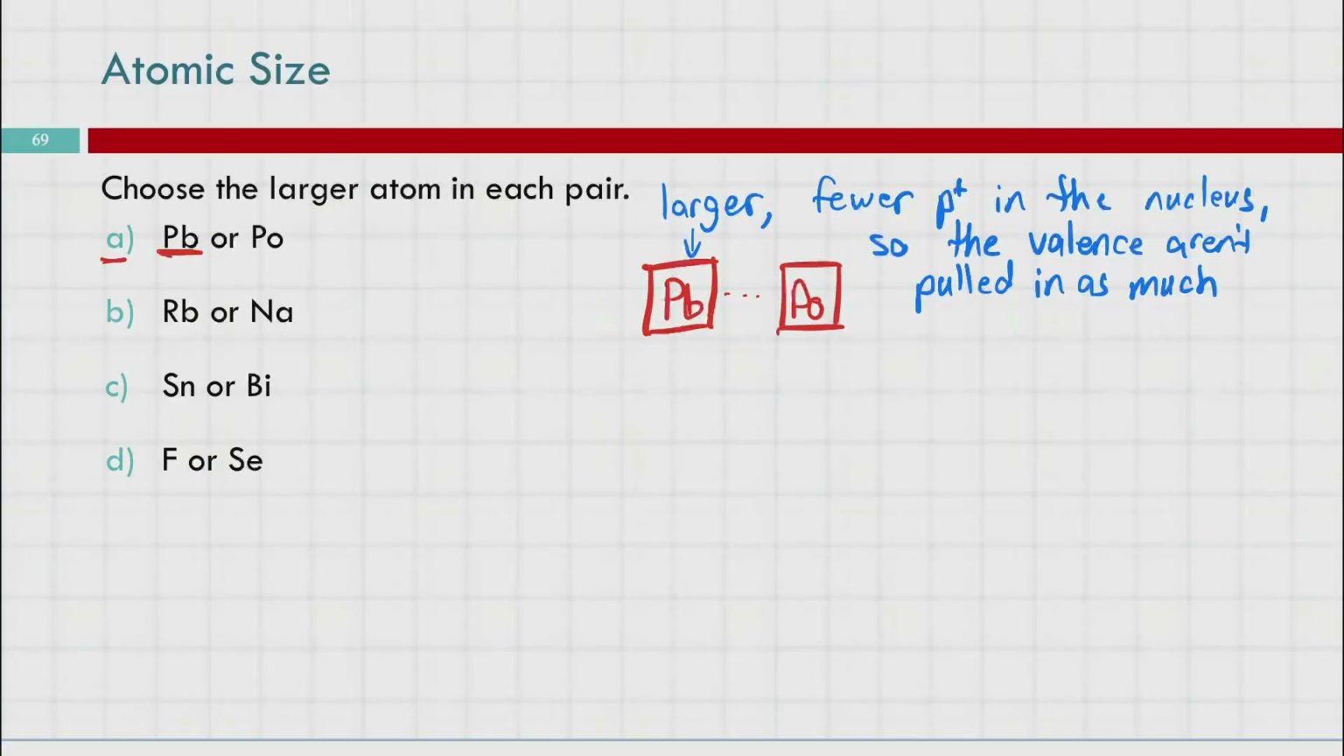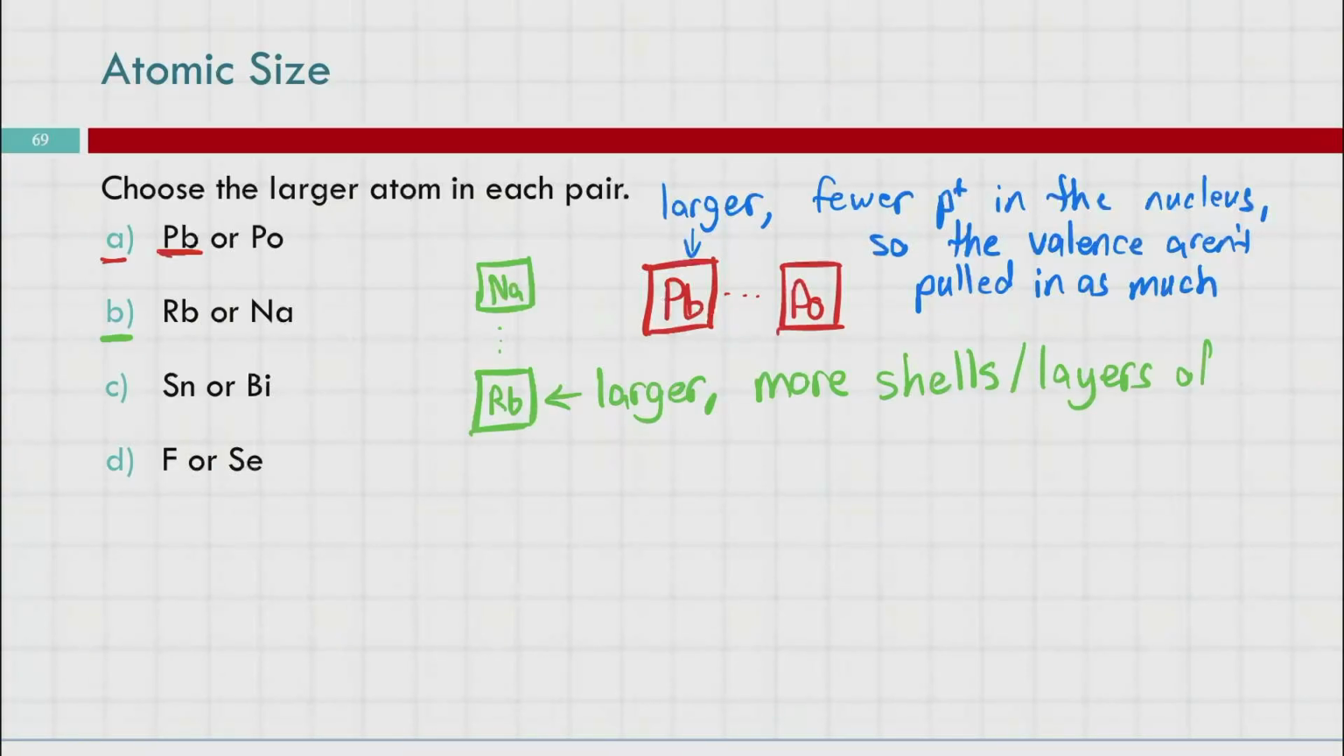And then we can do Rb or Na and their relationship to each other. Former lovers, now estranged. Oh wait, one's higher up in the same group. So which of these two atoms is going to be larger? It is Rb. Larger because of more shells, we'll call it, or layers of electrons. Principal quantum number is larger, so Rb is larger.